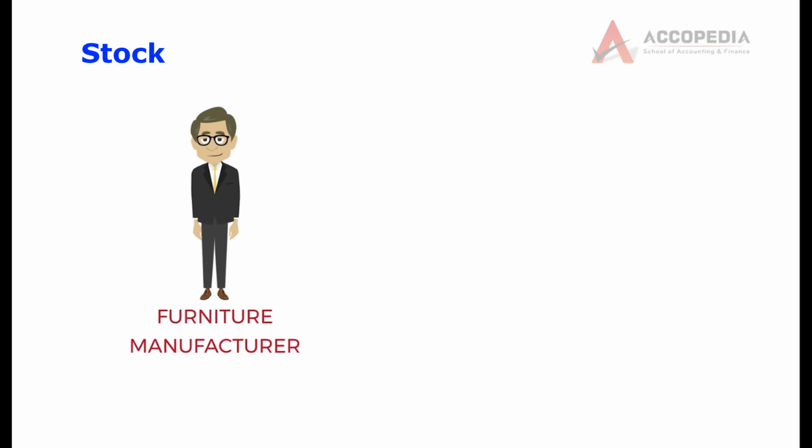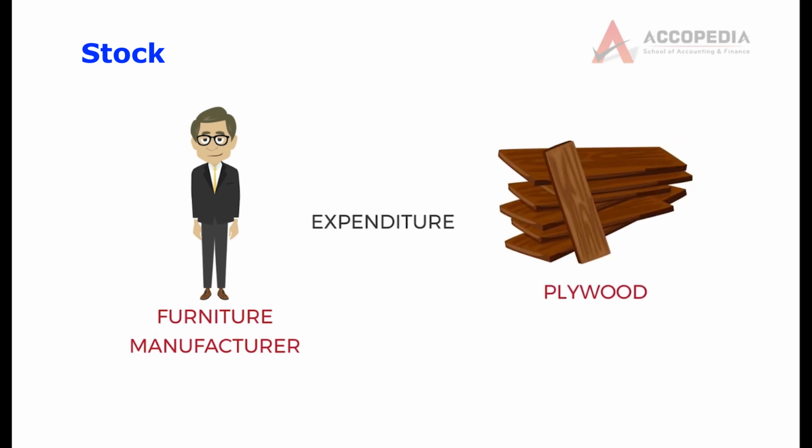Stock is another commonly used term in the world of accounting. Now, what is stock? You remember when we initially discussed purchases. Purchases are goods purchased for the purpose of resale or for the purpose of using it up in the production of goods for resale. If I am a furniture manufacturer, I purchase plywood and it is treated as an expenditure. But at the end of any accounting period, whenever you prepare a financial report, the profit and loss account, purchase expenses shows all purchase of goods.